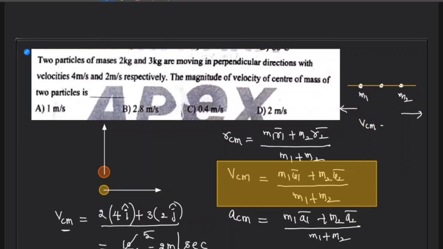If center of mass velocity is equal to 0, then you could say (M1 plus M2) V_CM will be equal to 0. Then you could say M1 V1 bar is equal to minus M2 V2 bar. You will get a minus here. So that minus indicates they both have to be moving in opposite directions, right?